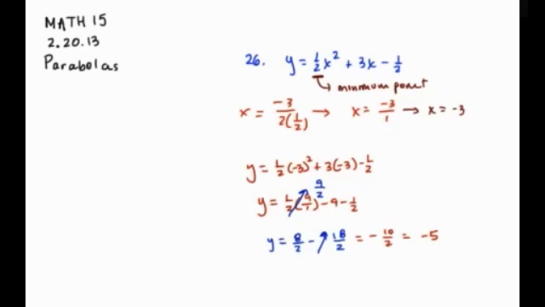It's a bit of hairy arithmetic, but it's not overly difficult to work with those fractions. So for x is negative 3 and our y is negative 5, our point's going to be (-3, -5). Cool.